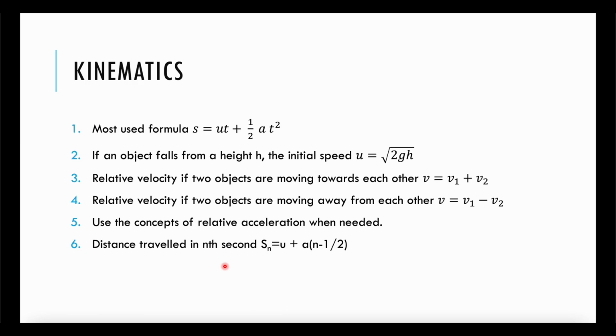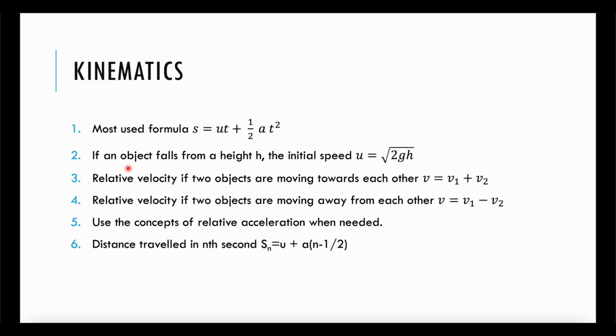Now let's look at the formulas for kinematics. As I have written, the most used formula for kinematics was this: S is ut plus half at square. And there are questions like if two particles are projected upwards 2 seconds apart, then you need to find out where they are going to meet. So you have to use this equation very carefully.